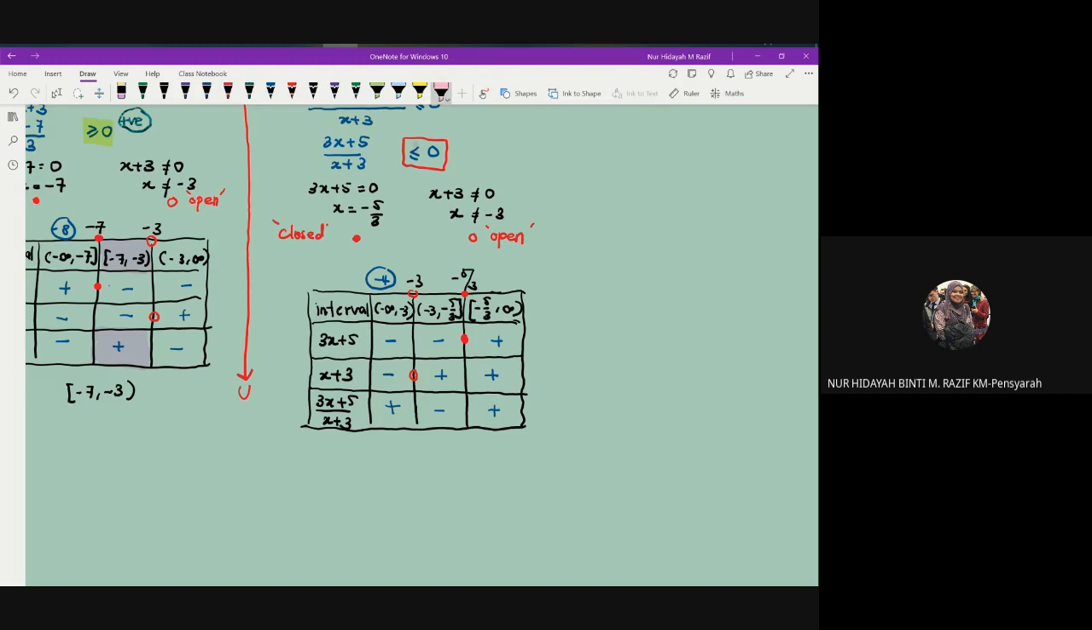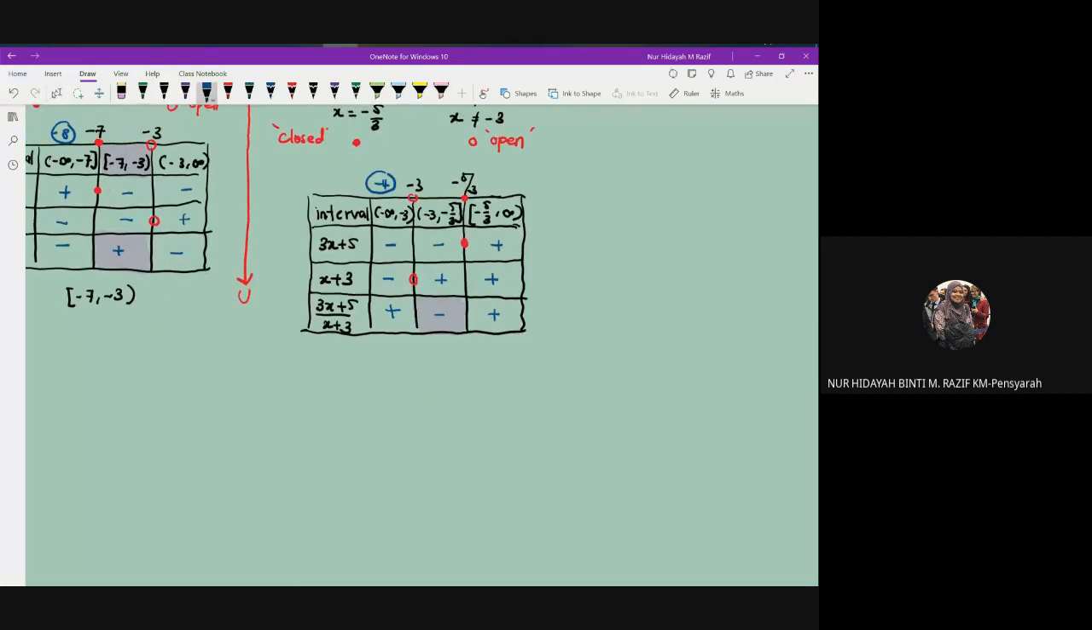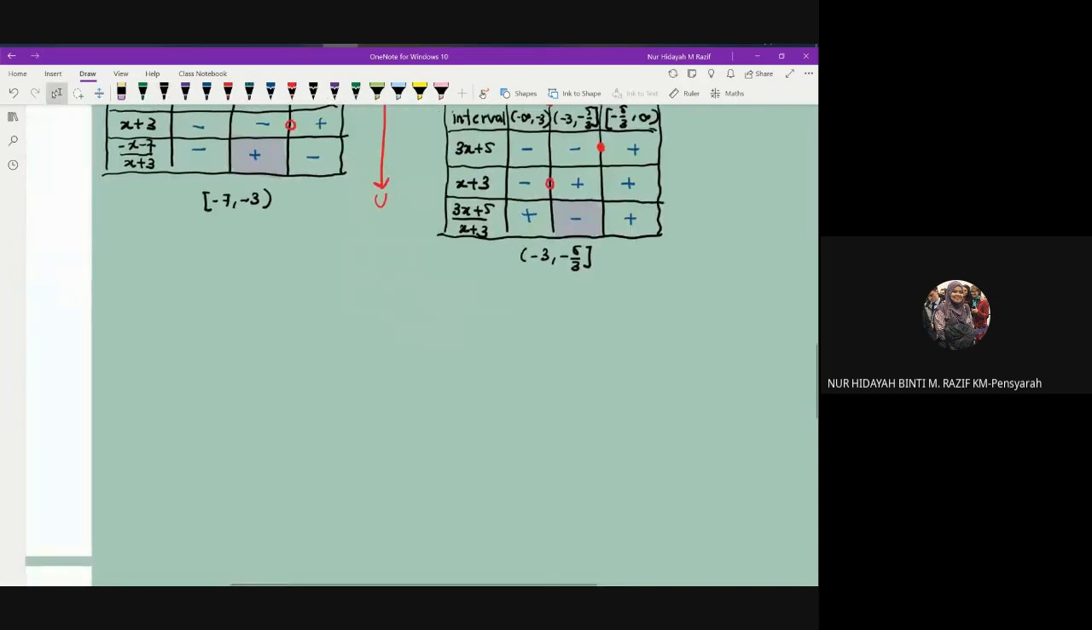So kita nak cari kawasan yang lebih kecil dari kosong. So that should be negatif. Negatif, negatif. Bila negatif kita akan ambil yang ni. So jawapan untuk section kedua ni adalah negatif 3, negatif 5/3. So kita nak union kan? Nampak ni? Benda ni union benda ni.